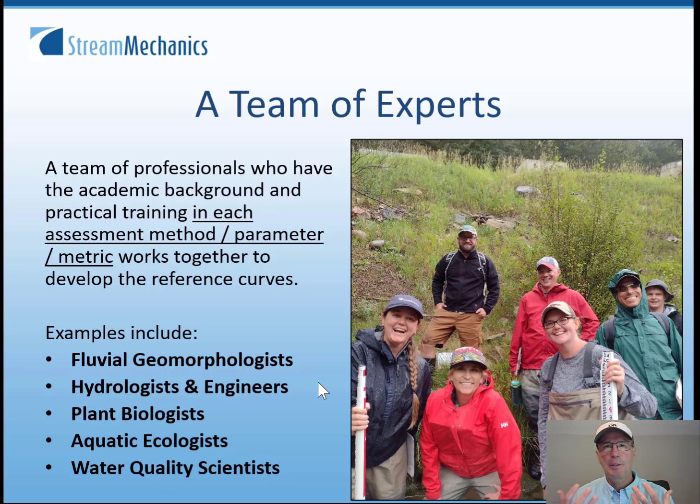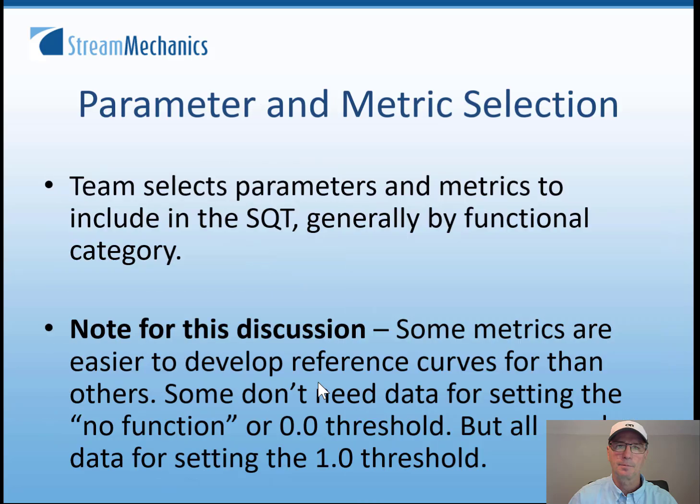technical team. Typically we take these teams and create them by either functional categories, so like people who are experts in hydrology or people who are experts in biology, to deal with the parameters and metrics within those categories. But it is good, especially when we get into certain metrics, to have a range of expertise. But you want to have the people who are experts in that assessment method who are making these decisions.